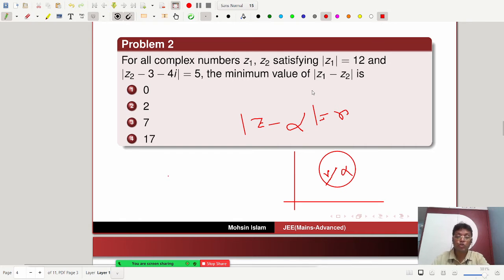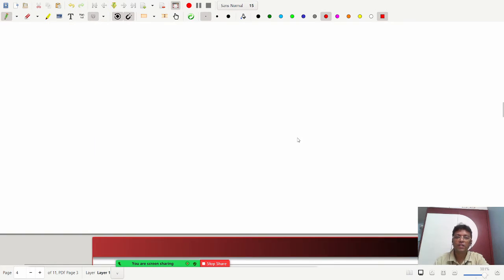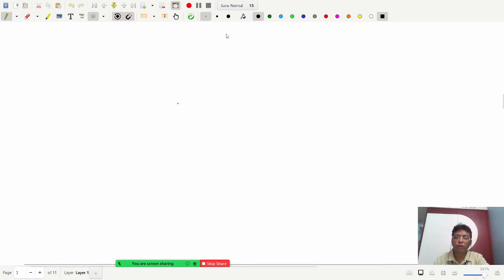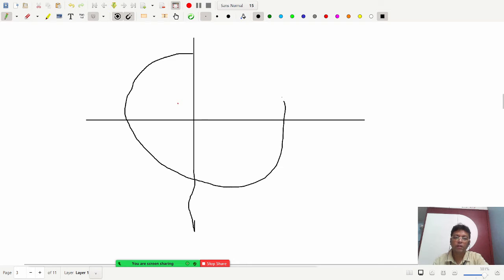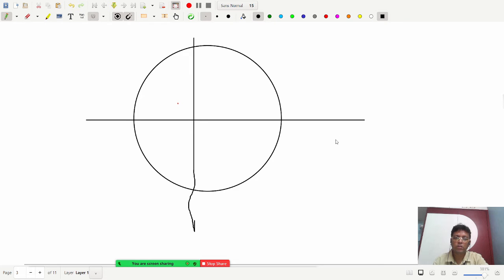So let's solve the problem geometrically. Here is a diagram for you. This is in the Argand plane or complex plane. If this white space is your Argand plane, then draw the diagram. One of the diagrams is mod z equal to 12, which represents the circle with center origin and radius 12. So this is the circle, mod z equal to 12.